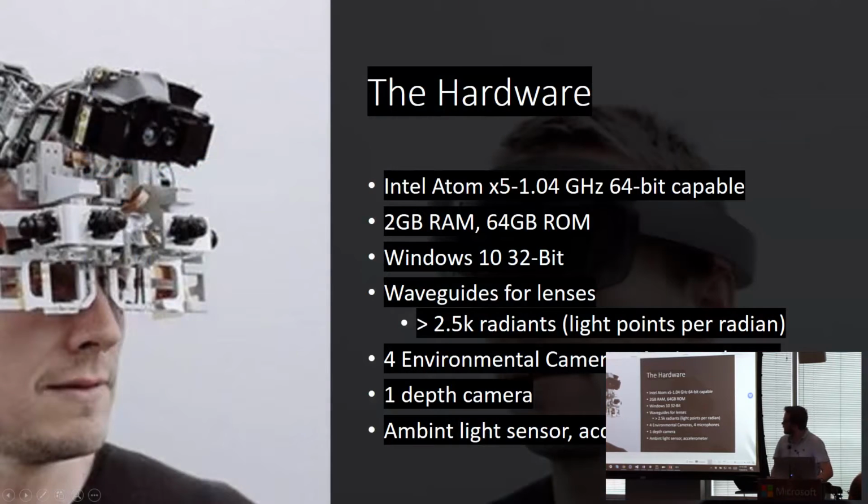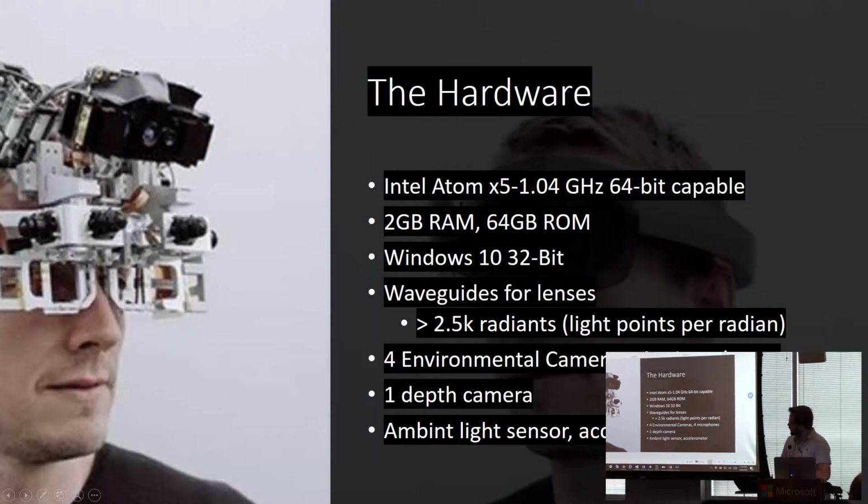So let's dive a little bit more deeply into the actual hardware of the device. That image you got right there is from a very early press picture from Microsoft. So it's an Atom-based processor, 2 gigs of RAM, 64 gig hard drive, Windows 10, 32-bit. The lenses are actually waveguides, which if you go online, there's plenty of research from various companies and academic institutions about this technology. The HoloLens is the only consumer device or semi-consumer device that I'm aware of that's actually using it, but that technology is under development and seems to work pretty well.